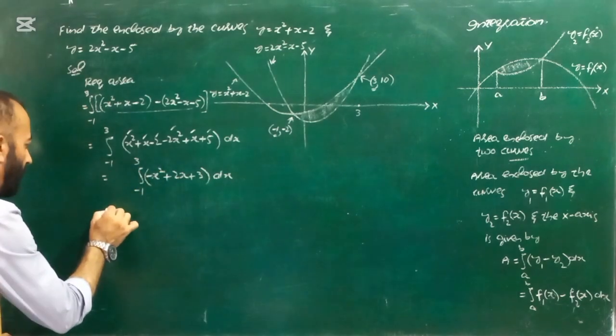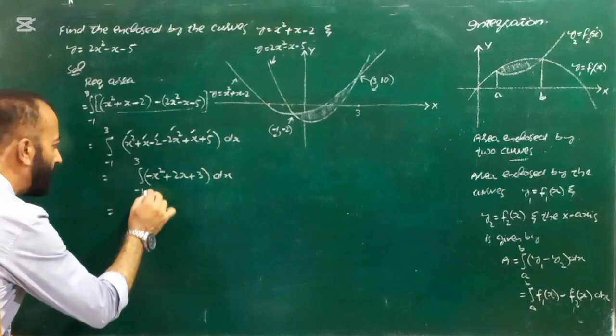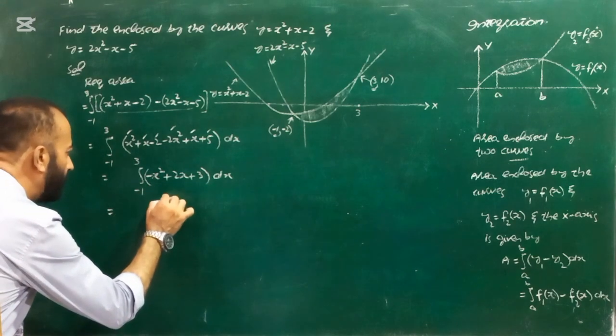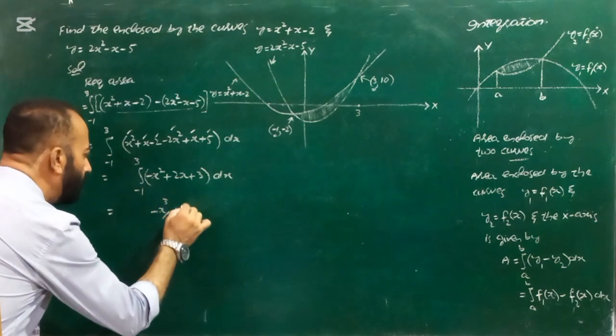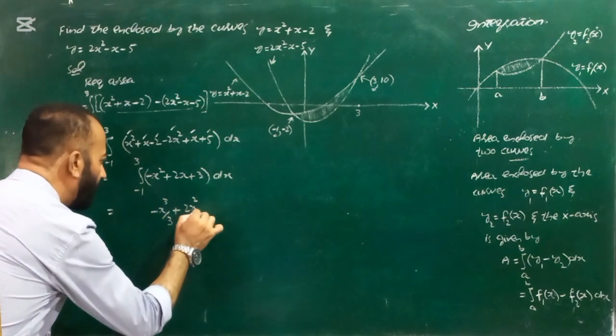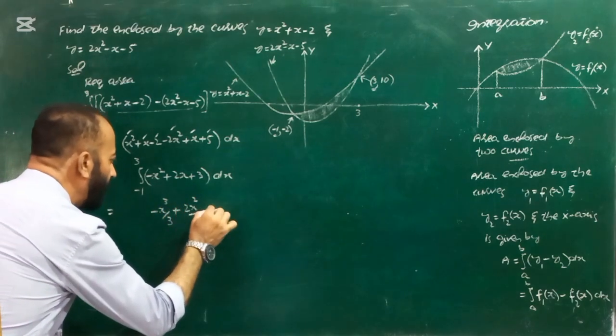Okay, at this step we will integrate it. So minus x cube over 3 plus 2x square over 2 and plus 3x.